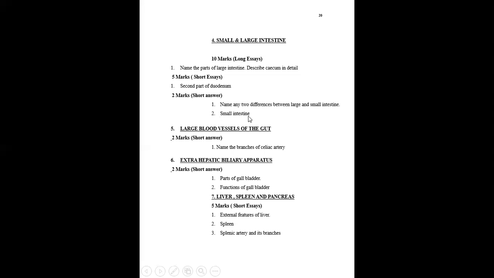Small intestine for 2 marks or 3 marks. Here you need to just mention the parts of it. Describe in short. Blood vessels of the gut, 2 marks. Name the branches of celiac artery. Again, one more question can be asked here: name the branches of superior mesenteric artery.